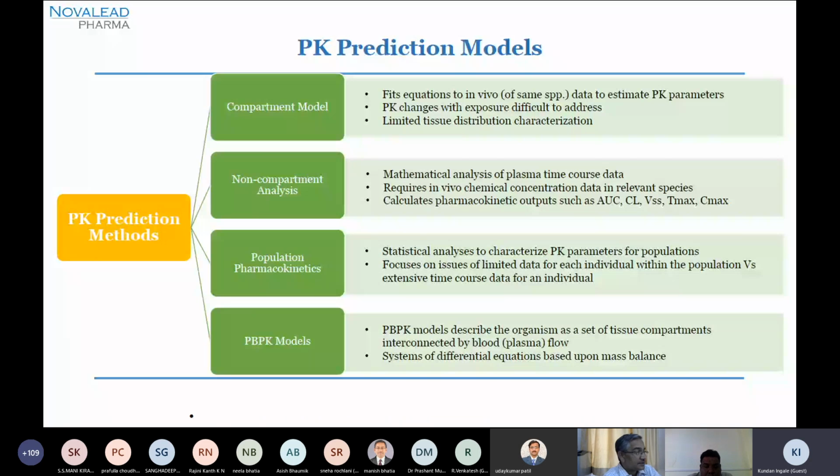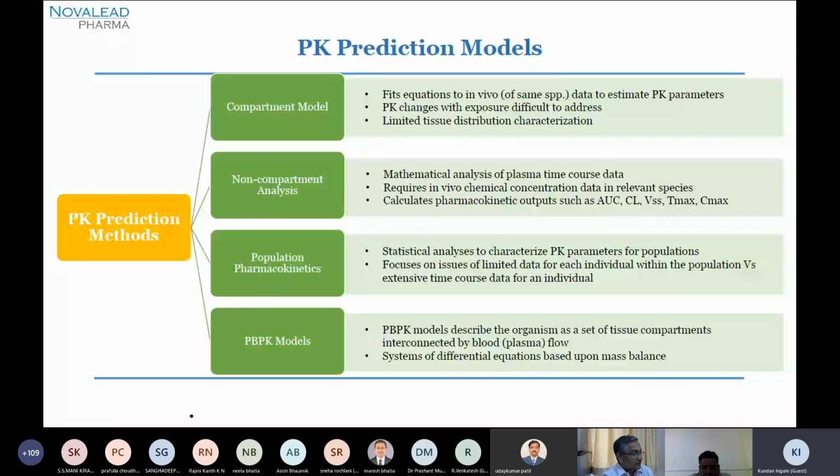Traditionally, we use compartmental modeling and non-compartmental modeling. These are traditional methods which we have been using and studying for as long as I can remember. While I was studying my pharmacy course, I also studied compartmental and non-compartmental modeling.